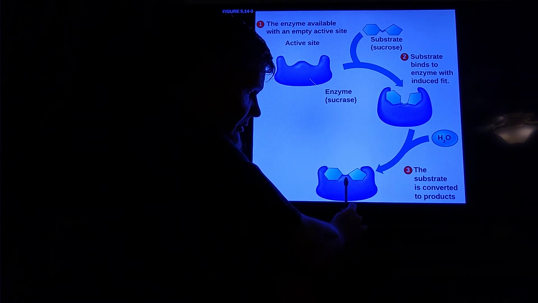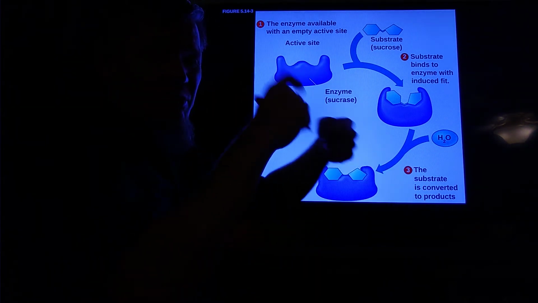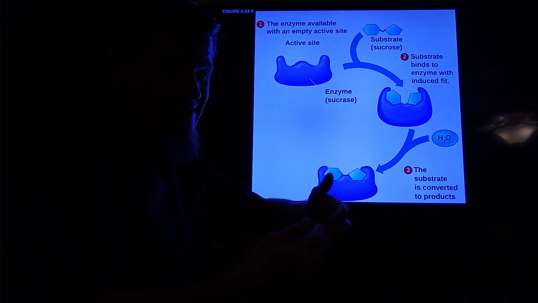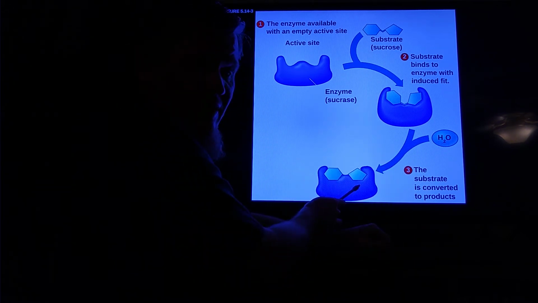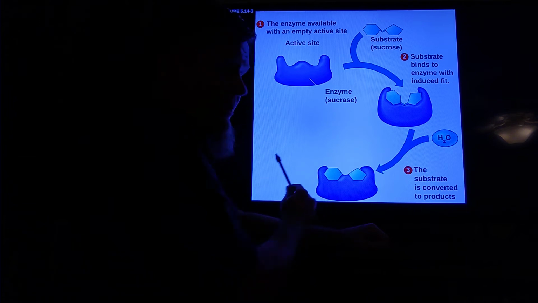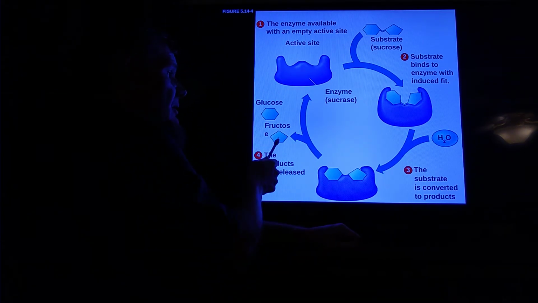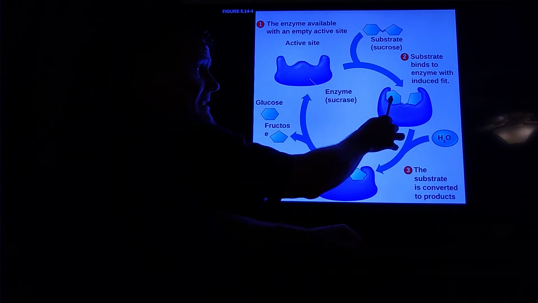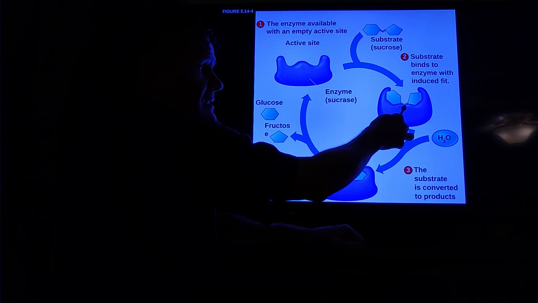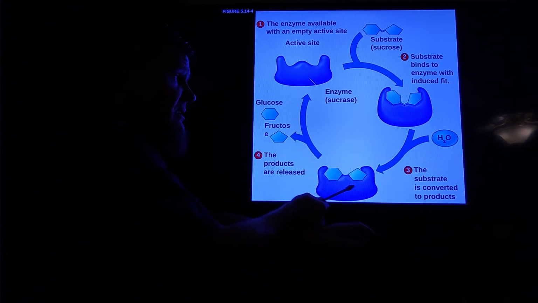When you break that bond right there, remember, dehydration synthesis is what I use to put them together. Hydrolysis is what I use to break them apart. I use a water molecule to break these two apart. I've now separated the glucose from the fructose. And once I've separated them, they pop out of the active site because they don't fit anymore. This is the shape they have to be in to fit in the site. They're no longer in that shape, so they pop out.